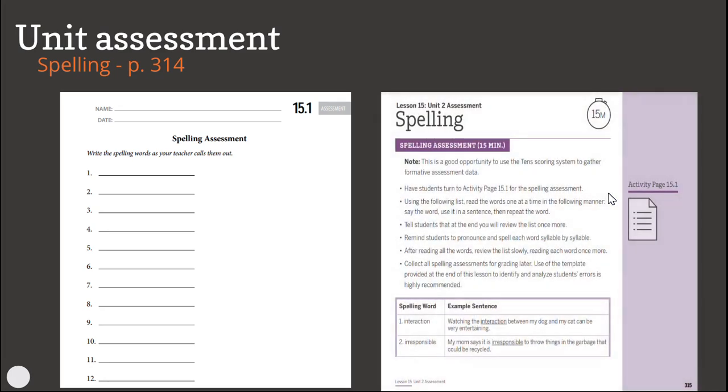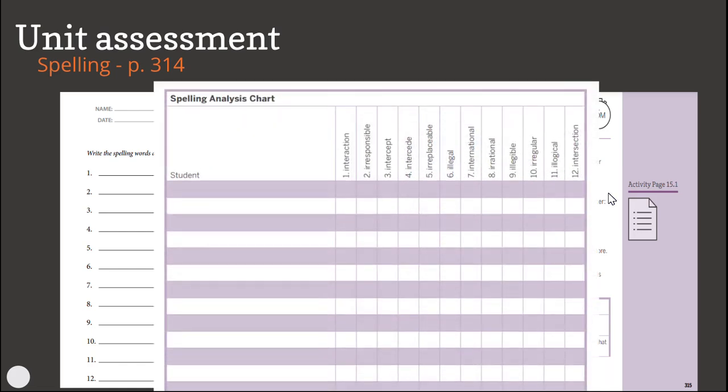There are explicit directions on how to administer this assessment, including the words and sentences to read aloud, starting on page 315 of your teacher guide. For your convenience, there is also a spelling analysis chart provided for you on page 319 of your teacher guide.